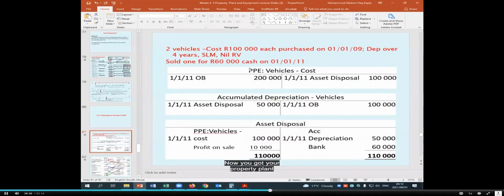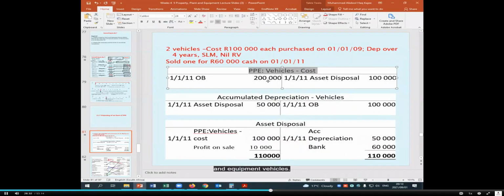Now you got your property, plant, and equipment vehicles. You've got 2 vehicles at 100,000 Rand each. One of them is sold, it's gone. And obviously it's an asset account, so it's got an opening balance on the debit side. How am I going to remove this? If it's got a debit balance, I've got to credit this account, taking out 1 vehicle worth 100,000.